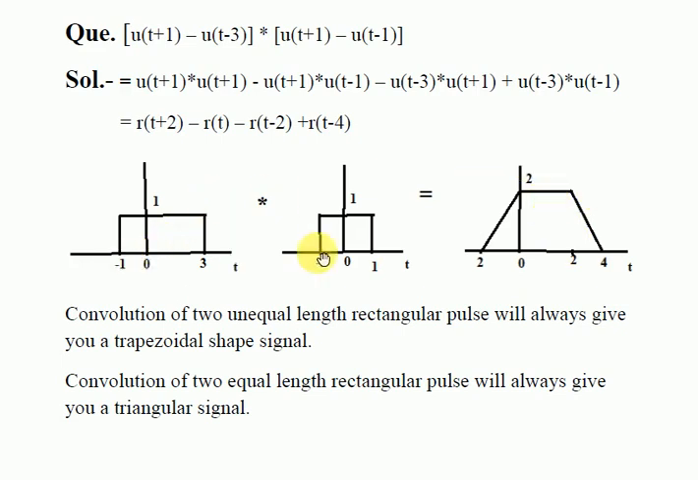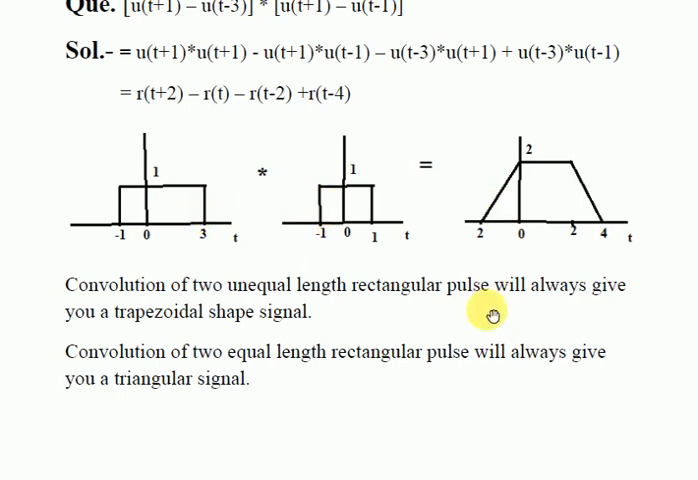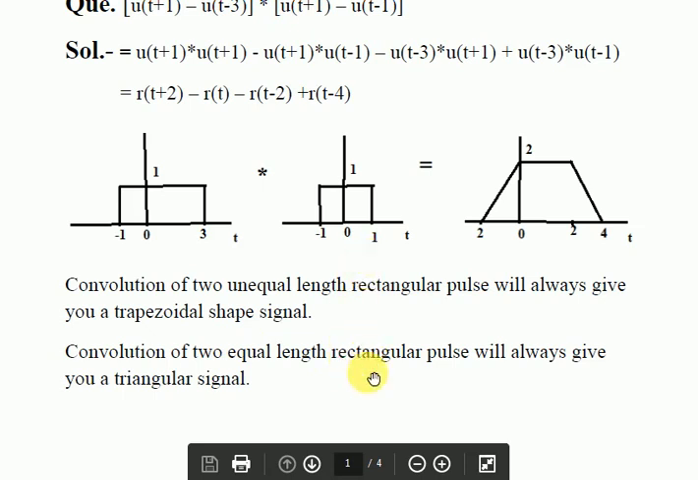So the lower limit, I discussed in the last lecture. For the convolution output, the lower limit will be the sum of the lower limits of the input signals, and the upper limit will be the sum of the upper limits of the input signals. If the input signals are rectangular pulses with unequal length, then the output will be a trapezoidal pulse. If the two signals are rectangular with the same length, then the output will be a triangular signal. Convolution of two equal length rectangular pulses will always give you a triangular signal.